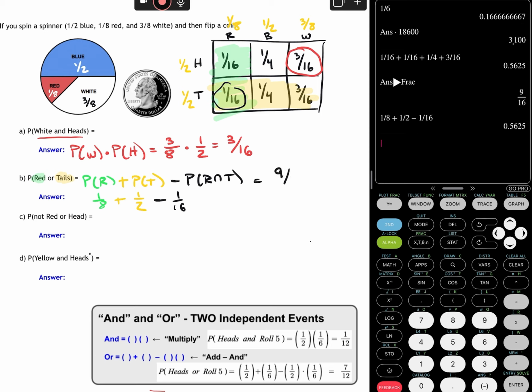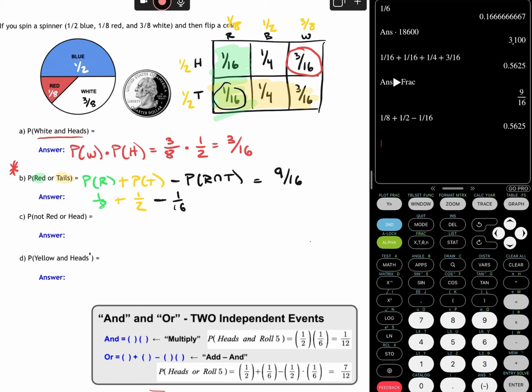So I'll just keep it in fraction here, 9/16. This is the number one mistake for students, so be careful with the or problem. And it's only for two event probabilities that you subtract. Now we have another or problem here. So not red or heads.